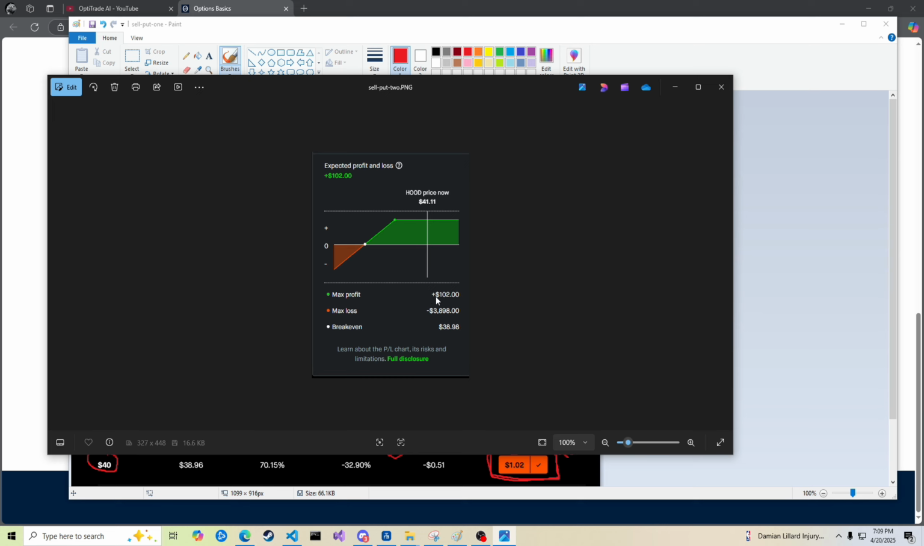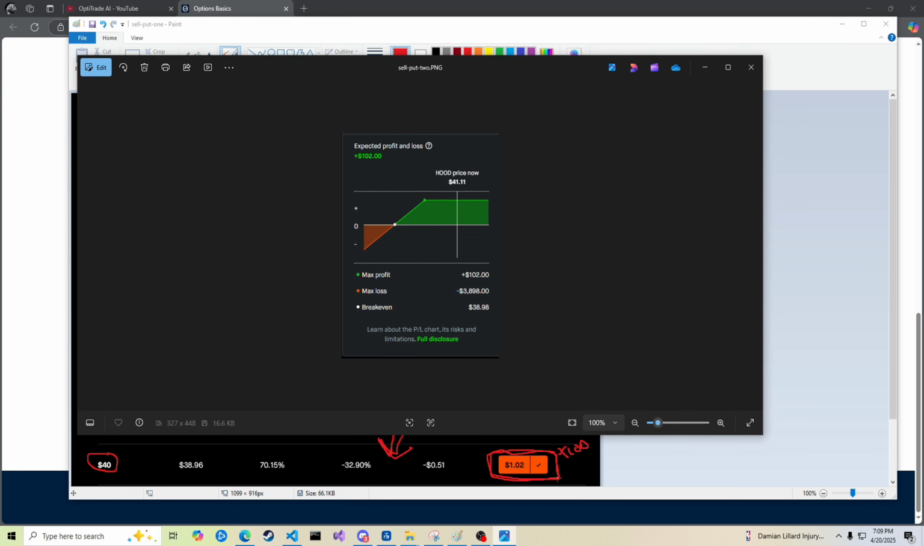So again, our max profit here is capped at the premium that we collect, just $102 for selling this put option. However, the max loss could be really $3,800 or $3,900 in this case. It is the current price that you bought, like this guy right here, right? $40 minus the premium that you would collect, $102, if the stock were to go to absolutely zero. Okay. So if the stock were to go to zero, it would be $4,000 minus the $102 that you collected.